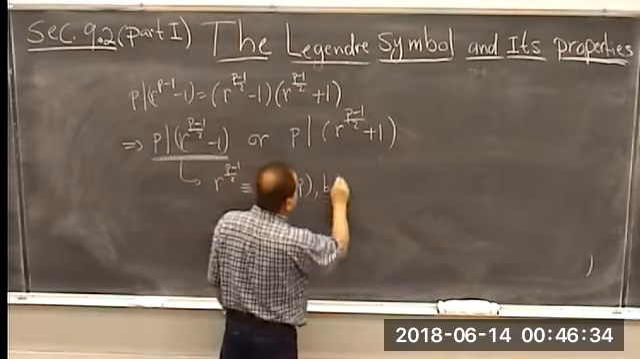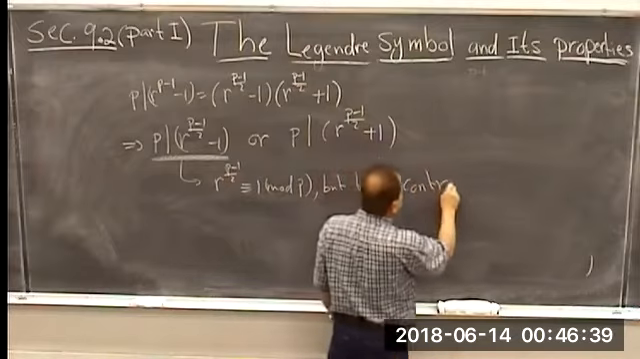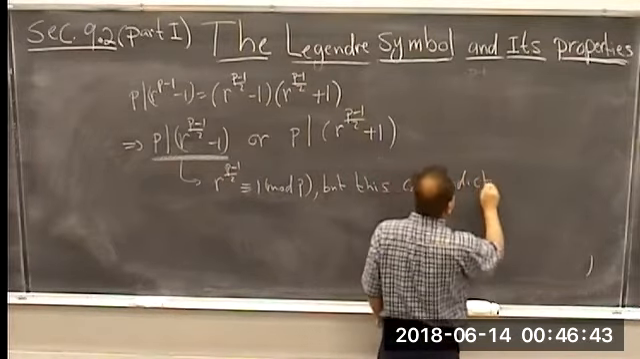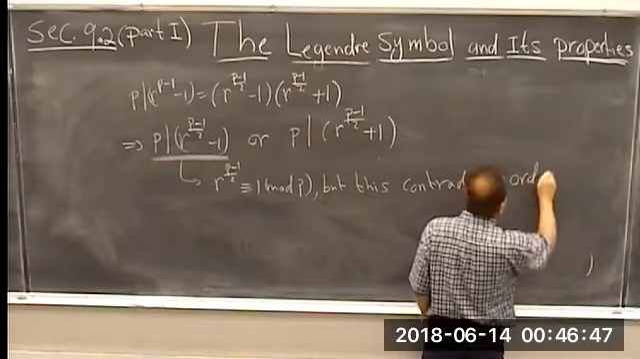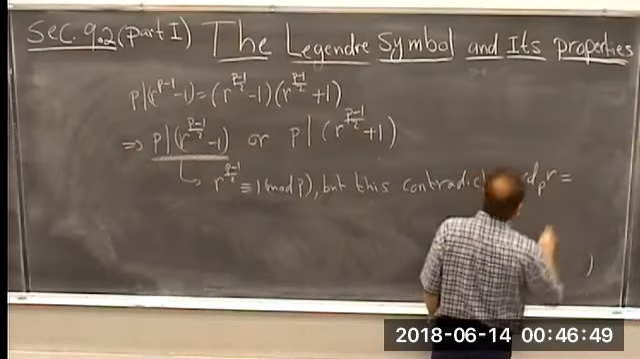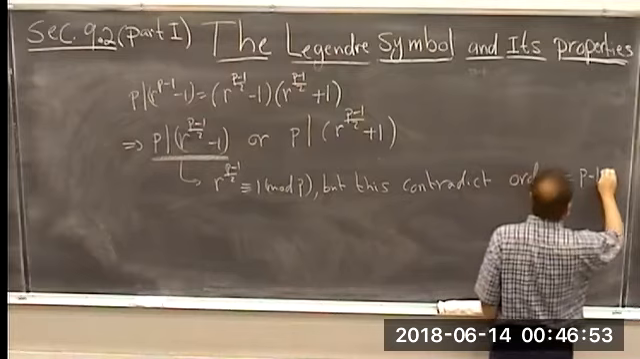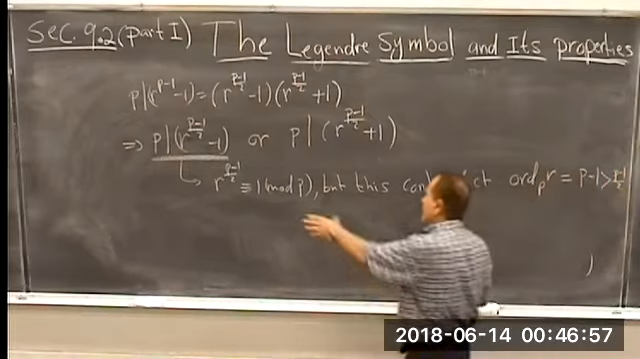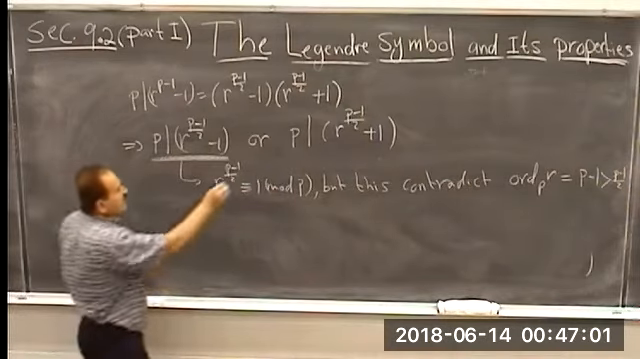But this contradicts that the order of R is actually equal to P minus 1. And remember that this one is actually larger than (P minus 1) over 2. We cannot have an exponent smaller than P minus 1. So we are left with this.